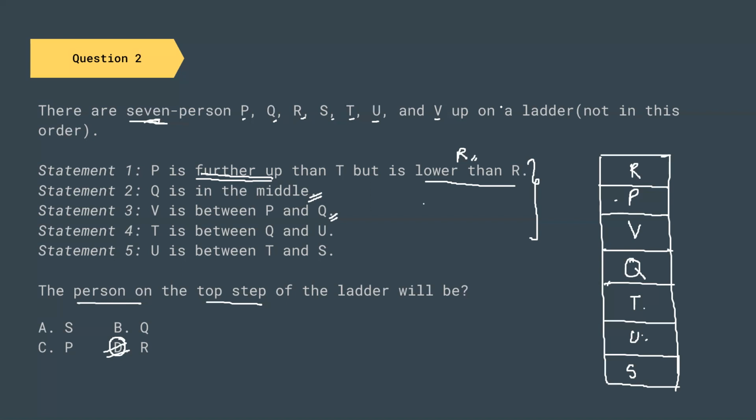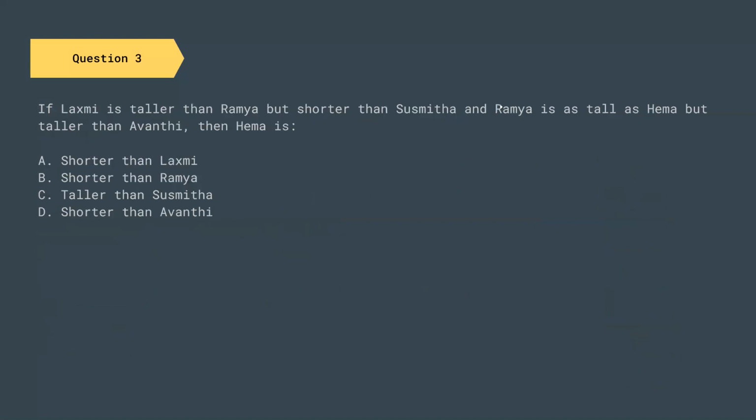So now we are done with this question. Let us go on to the next question. Usually they give the question like this, with all the information in a single table. So I'm just going to mark out the important information in different colors. Lakshmi is taller than Ramya. This is our information one. But shorter than Shushmita, and Ramya is as tall as Hema, but taller than Avanti than Hema is.